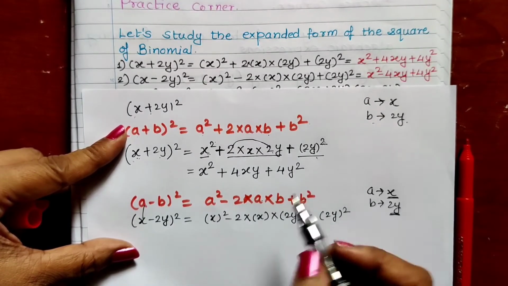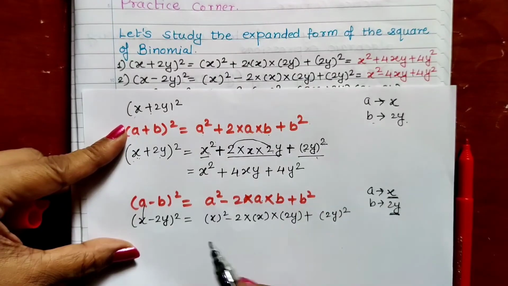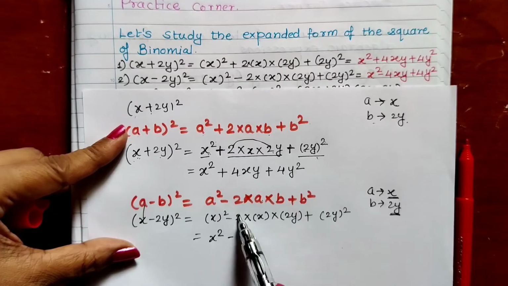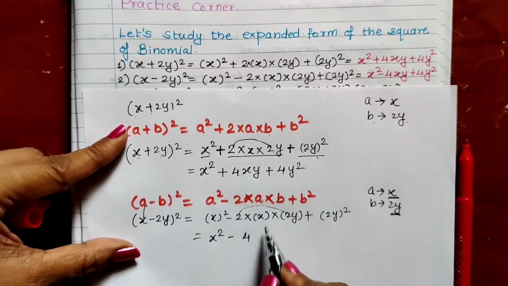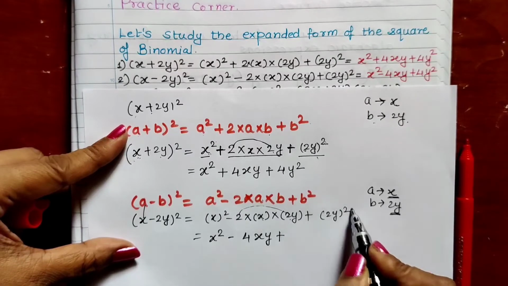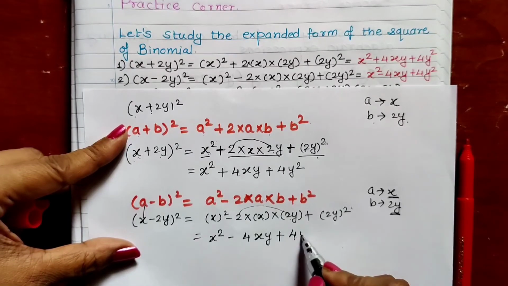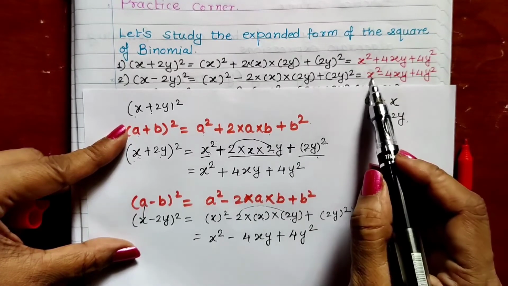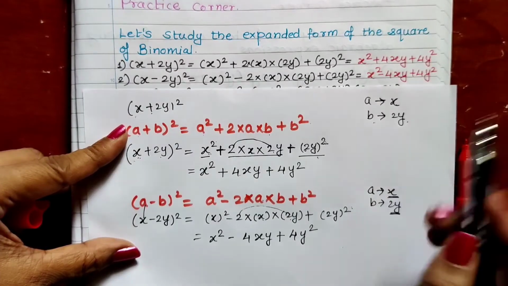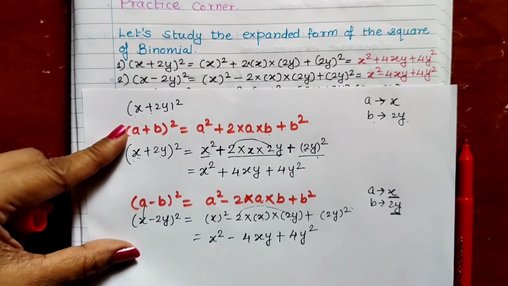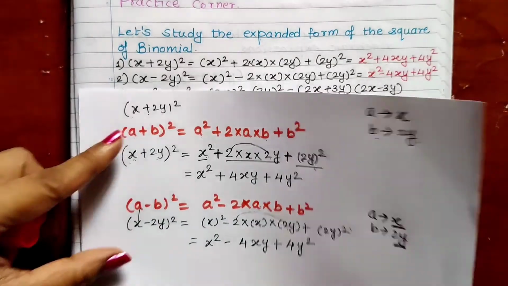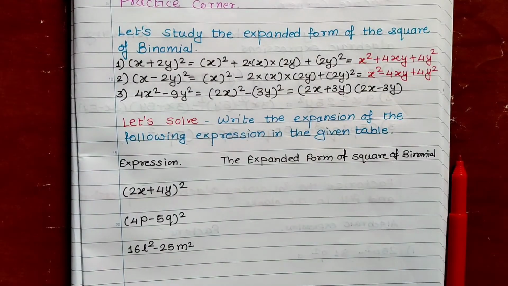Okay, now solve. After solving what we get? x square we have to write as it is, minus sign as it is, 2 2s are 4, x into y is xy, plus 2 square is 4, y square is y square. So in this way we get the answer x square minus 4xy plus 4y square. Okay, now let us go on the third sum.